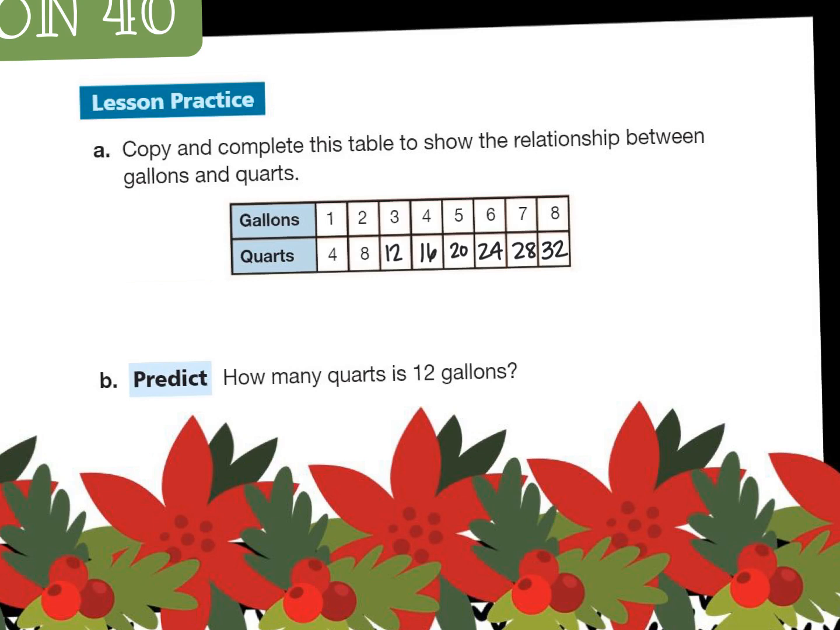Okay, so if we were to predict how many quarts are in 12 gallons, what could I do to quickly get that answer? If there's 4 quarts for every 1 gallon, and I want to predict how many quarts are in 12 gallons, what could I do to 12? 12 times 4. And so I could estimate about 48 quarts. Remember, the abbreviation for gallons is gal.